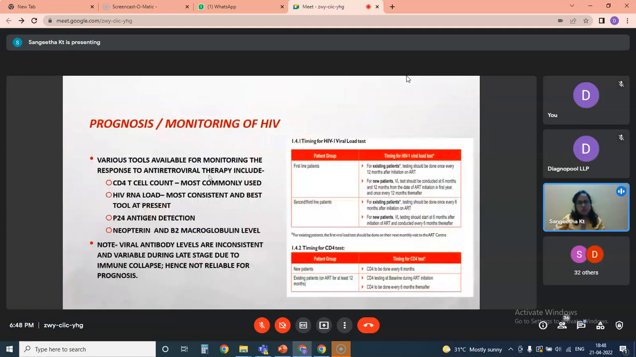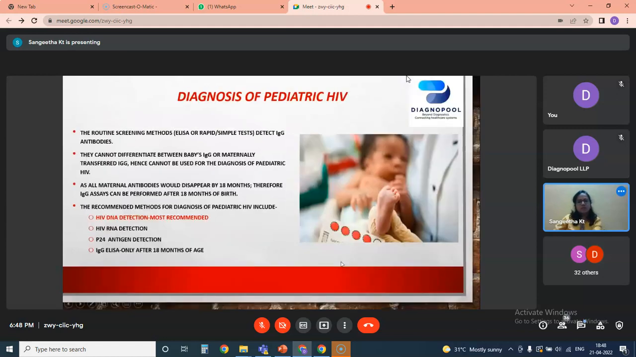Now coming to monitoring, I have already discussed. So these are the various timelines which we need to use according to NACO. We test every year for viral load, and we test every 6 months for CD4 T cell monitoring.